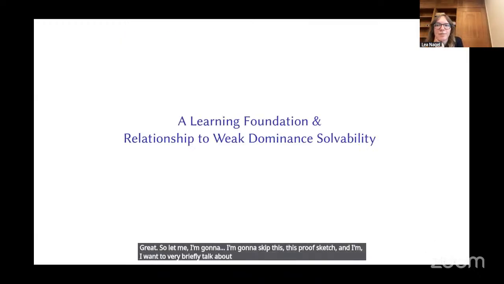and I want to very briefly talk about the Learning Foundation. I'm just going to give you the summary slide of what we do, and then if you're interested, I'm happy to talk at some point, or you can look at the paper.